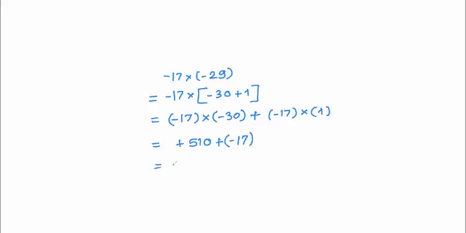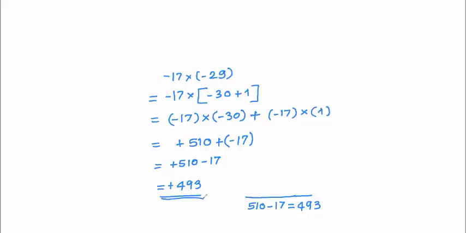Now plus 510, and this plus minus, successive signs are different signs, so the resultant sign is negative, minus 17. Now again, plus minus different signs means subtraction. So we'll do subtraction in the rough area, not in the main area. So 510 subtracted by 17 gives me 493. Now the answer has to get the sign of the greater number. The greater number here is 510 and its sign is plus. So the answer is plus 493.